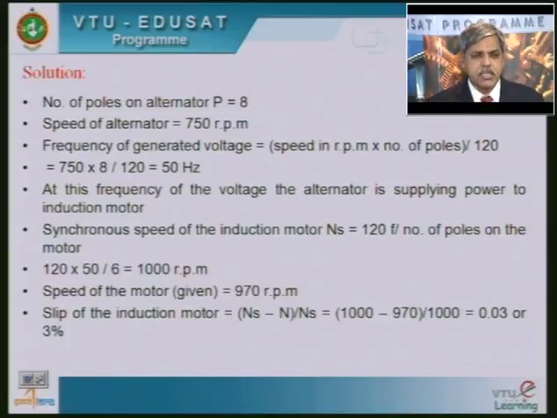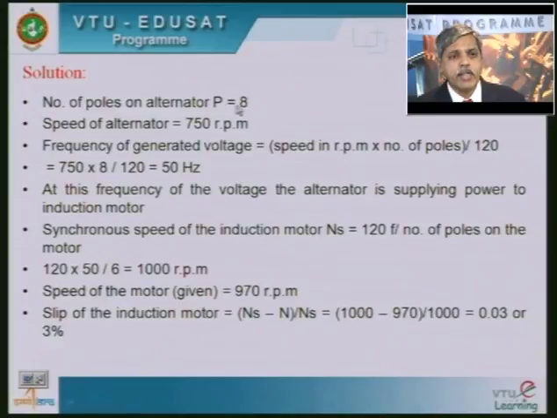This solution is like this. The number of poles P is equal to 8, speed of the alternator is 750. So frequency generated by the alternator will be speed multiplied by number of poles divided by 120, it gives us 50 hertz. Now this is the frequency of the voltage the alternator is giving to the induction motor. Therefore, the synchronous speed will be 120 F by number of poles, that is 120 into 50 by 6. So I will get around 1000 rpm. Speed of the motor is given as 970. So the slip will be 1000 minus 970 divided by 1000. I will be getting 3% here.